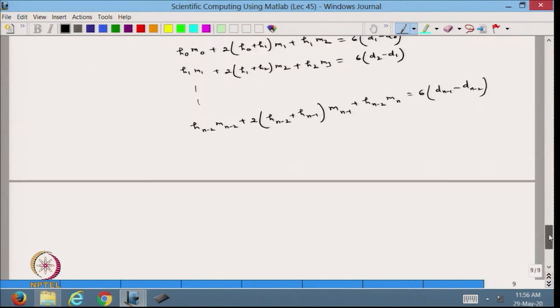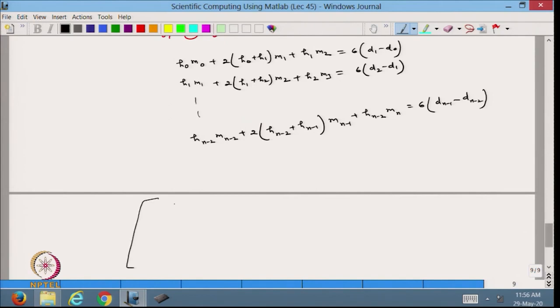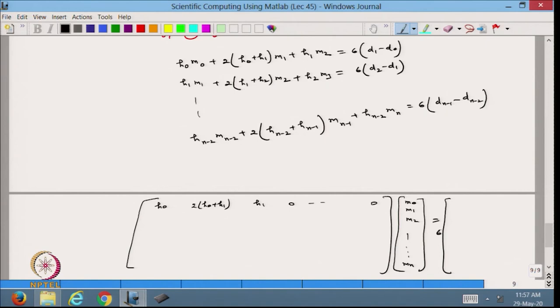If I write this expression in the matrix form, I need to find m 0, m 1. So I will get h 0, then 2 times (h 0 plus h 1), then h 1, and all other terms are 0. Suppose here I write m 0, m 1, m 2, and in the end I will get up to m n. And from here I will get 6 times, so I can take 6 common, d 1 minus d 0, d 2 minus d 1, and in the end d n minus 1 minus d n minus 2. So that is the first equation.